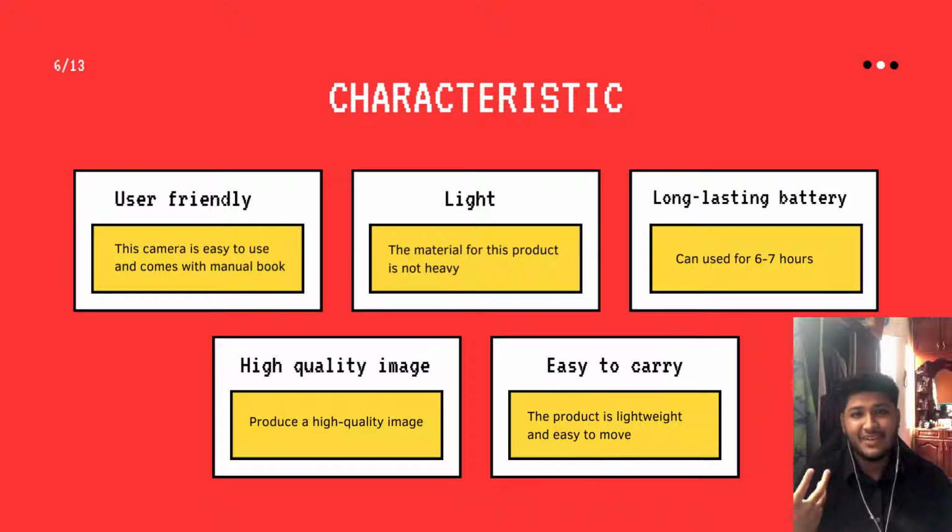Also, the product is light. Yeah, it's not very light. I mean, the product is not heavy, but it depends on what lens you use with it. But mostly the lenses that come with the product are light. Then the battery is also surprisingly long-lasting, even though the size of the battery is small. It can last up to 6 to 7 hours.